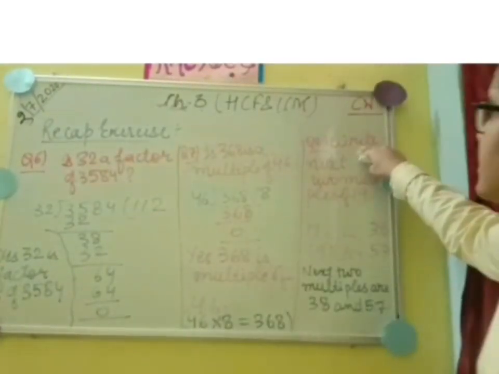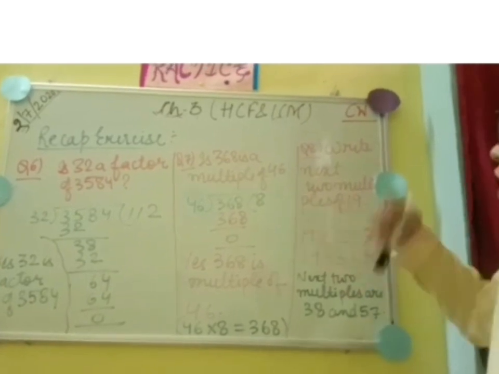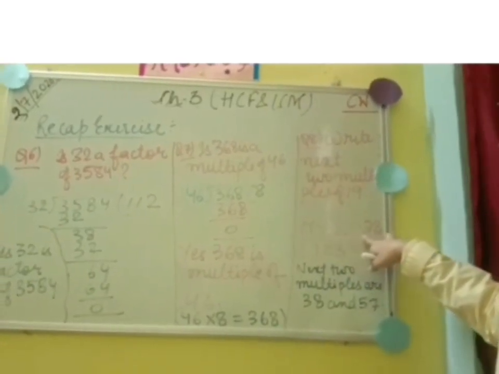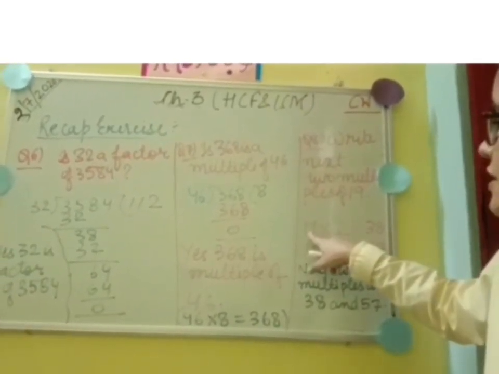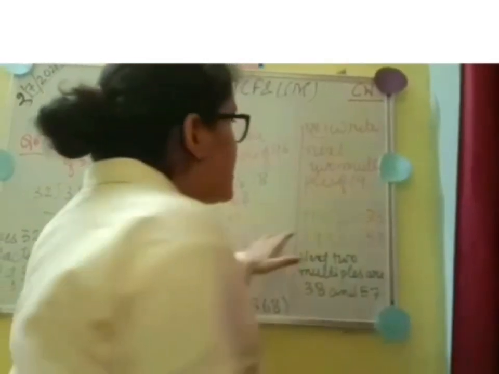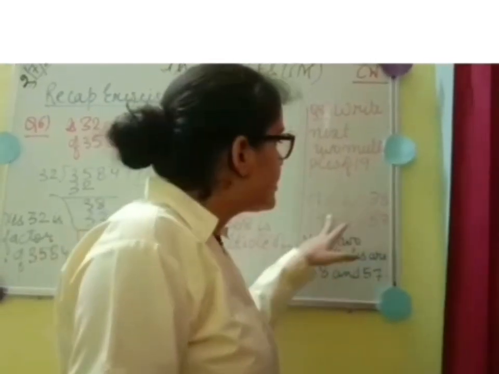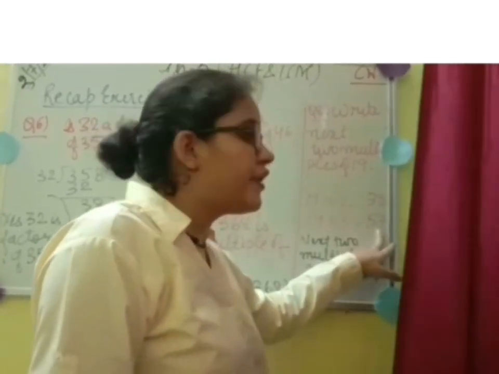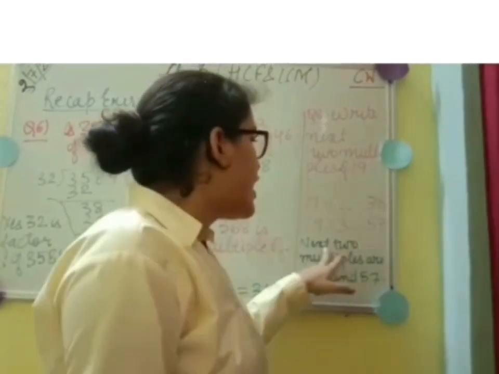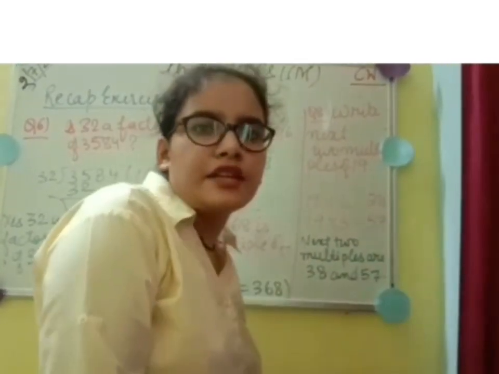Now the last question of the exercise is: write the next two multiples of 19. So you have to write the next two multiples of 19. Multiples means you have to multiply. So 19 into 2 will give you 38. Similarly, 19 into 3 will give you 57, students. So 38 and 57 are the next two multiples of 19.